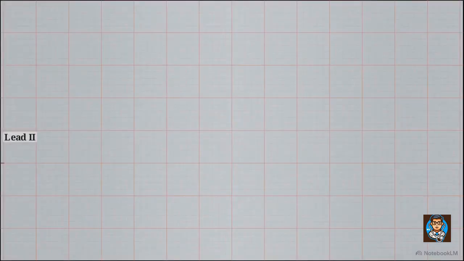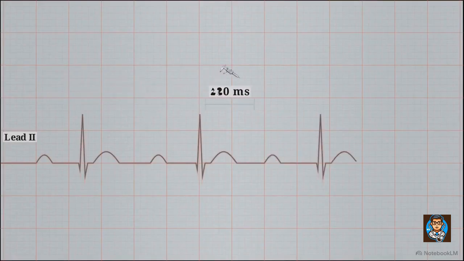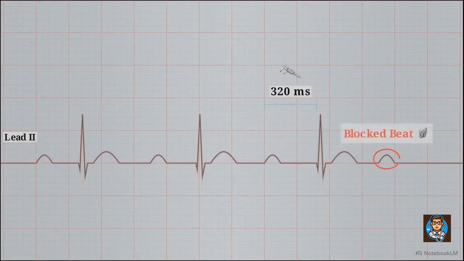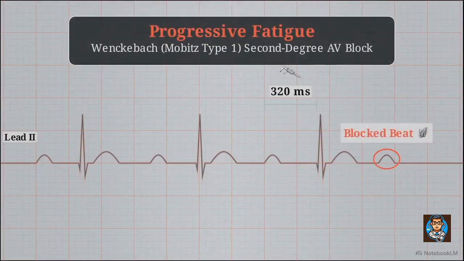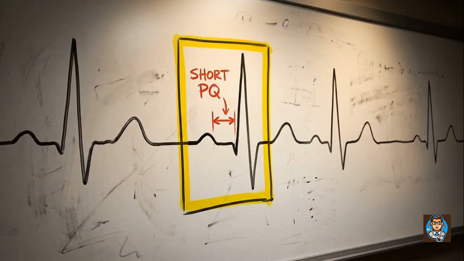In this ECG trace, the PR interval starts at 260 milliseconds, then lengthens to 280, then 320, until a P wave fires and nothing follows. This progressive fatigue characterizes the Wenckebach or Mobitz type 1 phenomenon. The blocked beat allows the AV node to recover. Consequently, the very next conducted beat resets the cycle with a noticeably shorter PR interval.